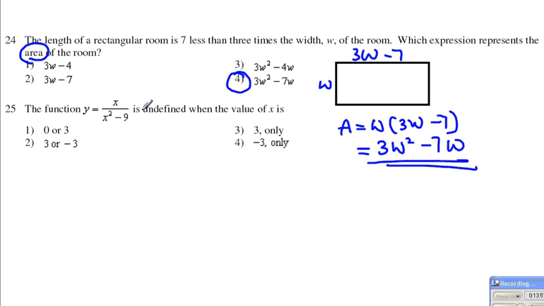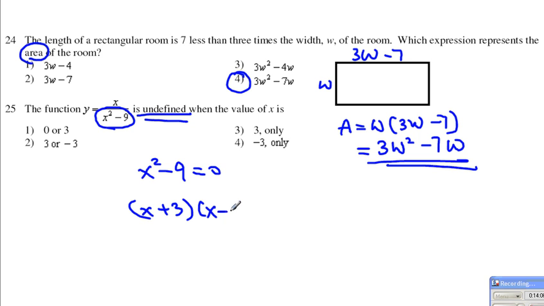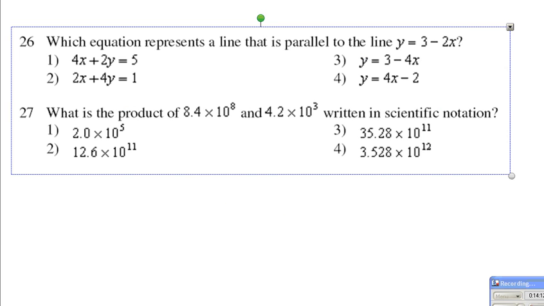How about number 25? Now it's not defined. That means whatever the numerator is, the denominator will be equal to 0. So x squared minus 9 has to be equal to 0. Now when you factor this one, (x plus 3)(x minus 3) equals 0. That makes x being 3 or negative 3.